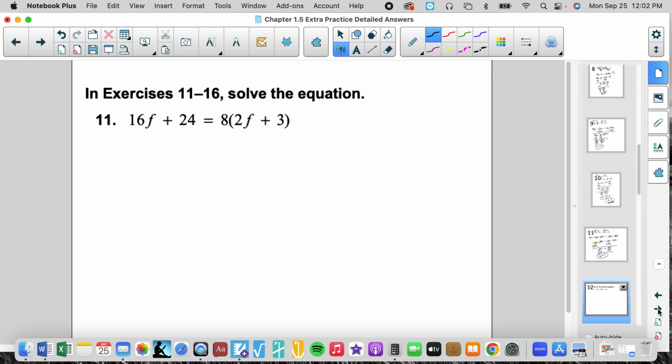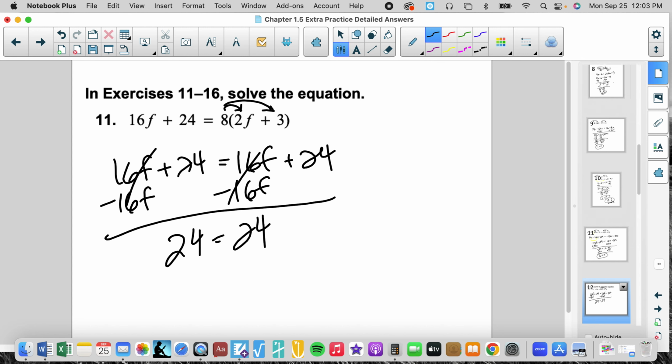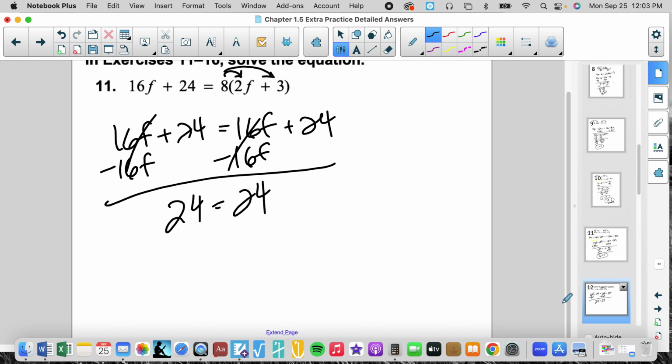Next problem. Solve the equation. So we are going to distribute. We get 16f plus 24 equals 16f plus 24. Move the variables first. We move these variables and we notice something unique happen. They cancel. You're left with no variables, and it leaves you with a number statement. And now we look at that number statement. We see that it's a true statement.